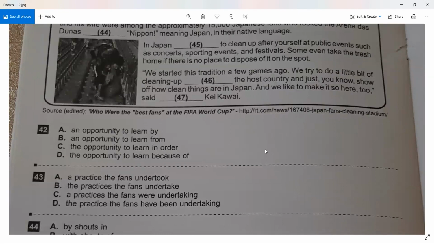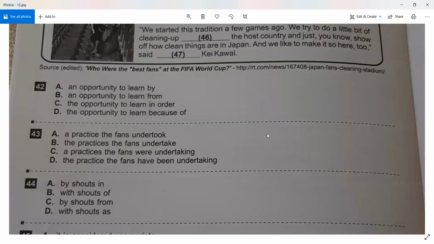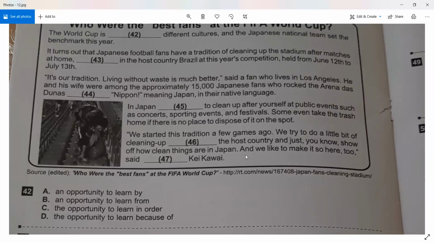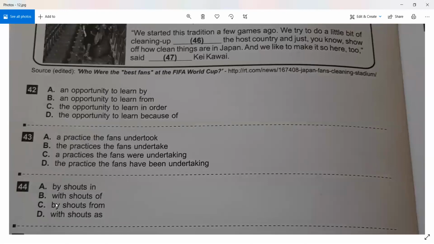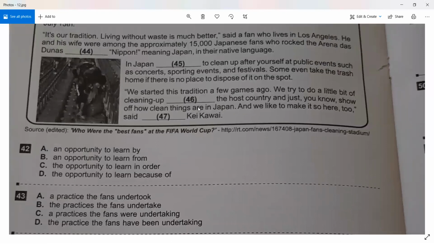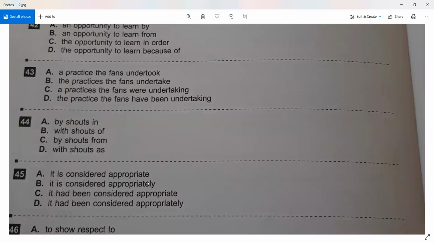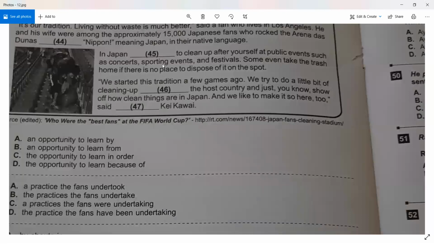Let's proceed. Read the question, read the options. Now go back to the passage and read. Look at the prepositions and look at the context. Let us proceed. Look at the words, look at the tenses. Look at the change in words. This last word is changing and the tense is changing. There are two things changing in question number 45. Try looking at that.